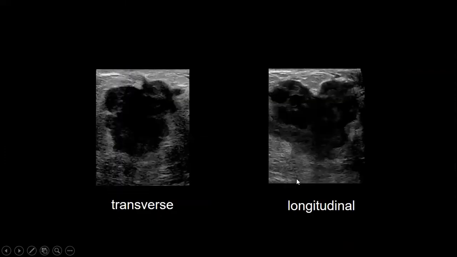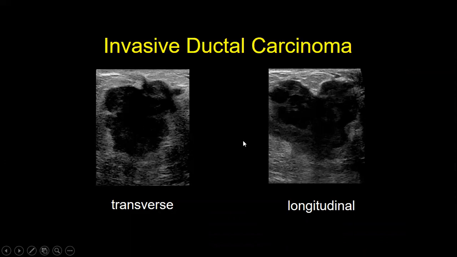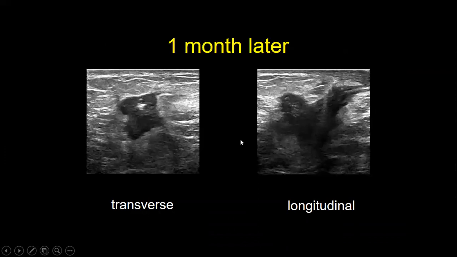Here's an example of improvement or response to neoadjuvant therapy at ultrasound. This is a large irregular mass, hypoechoic with angular margins. I'm showing you in the transverse and longitudinal planes. At biopsy, this was an invasive ductal carcinoma. After 1 month of neoadjuvant therapy, it's gotten smaller. The shape is still relatively retained. This is the clip here, the echogenic focus that I'm pointing to.